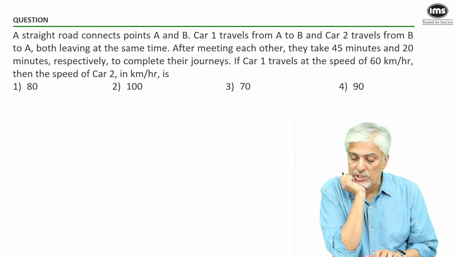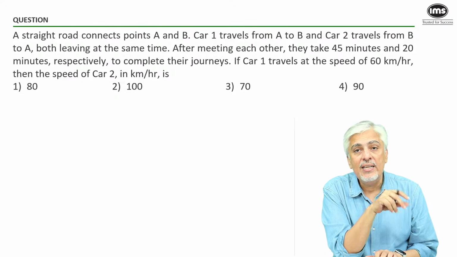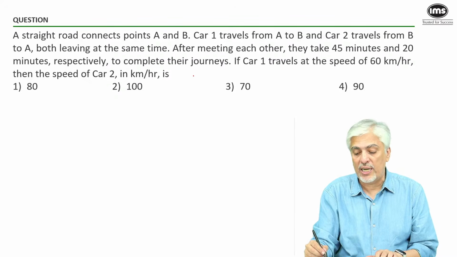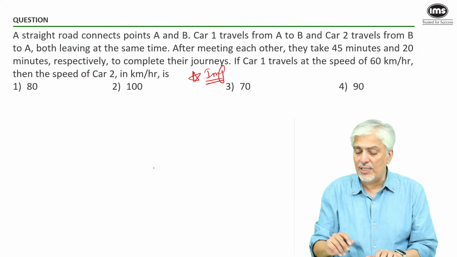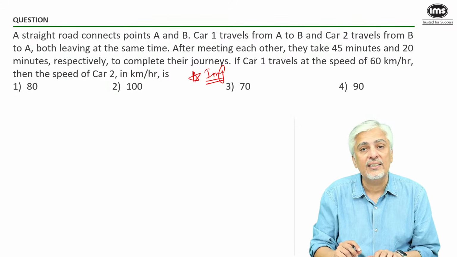Let's have a look at the next question. A straight road connects points A and B. Now this is a particular concept which has been asked in CAT recently 3-4 times. So this is an important concept. I think this is also a CAT 21 question. Please go through it very carefully and understand it.